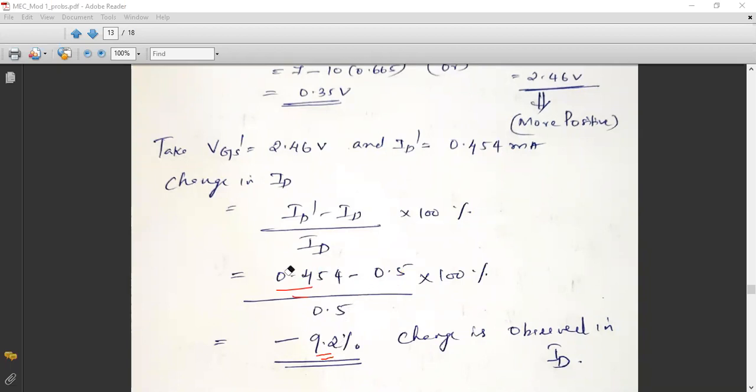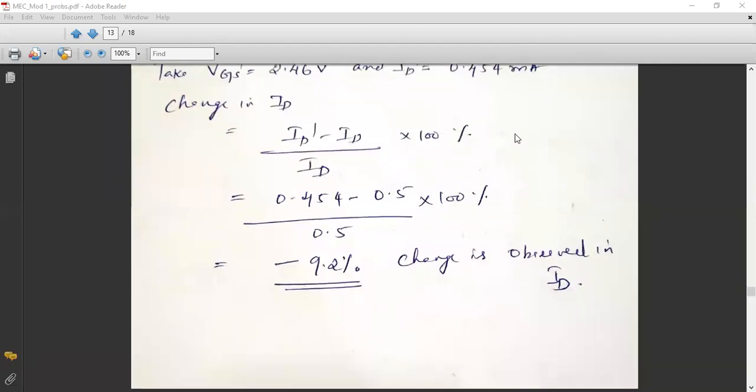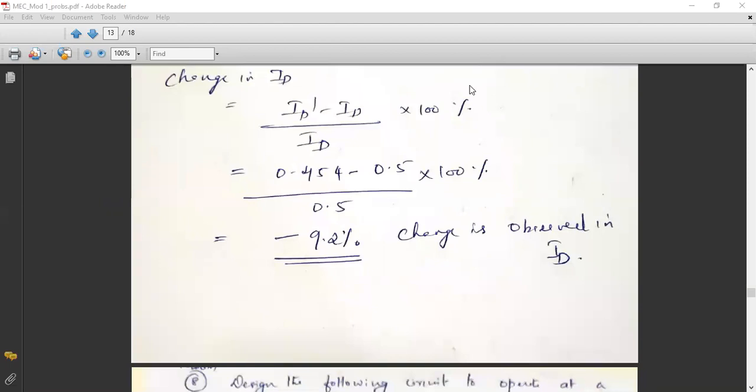Is that clear for you? So after replacing with the new device, your drain current has reduced by 9.2%. That is the change that we have observed in ID. Any doubt, students? 0.454 minus 0.5 means that your final value of current has decreased. Initial value 0.5, right? So that decrement is 9.2%. That is why you are getting a minus sign here.